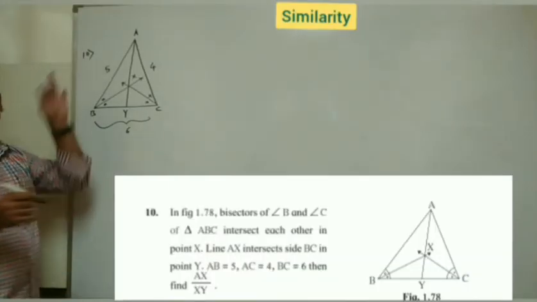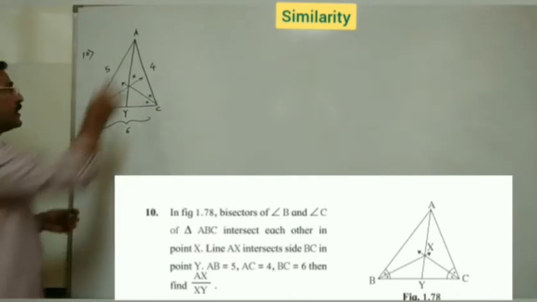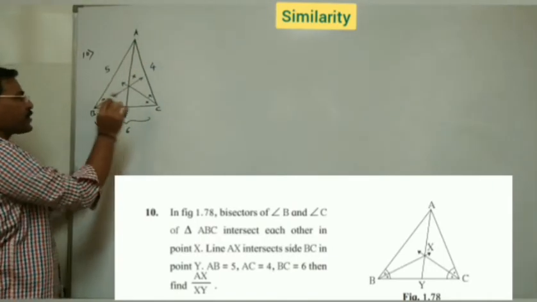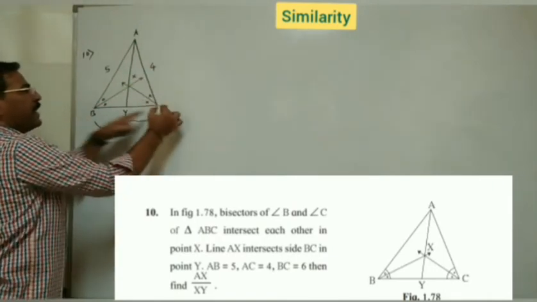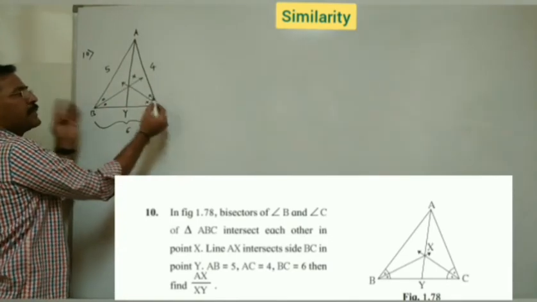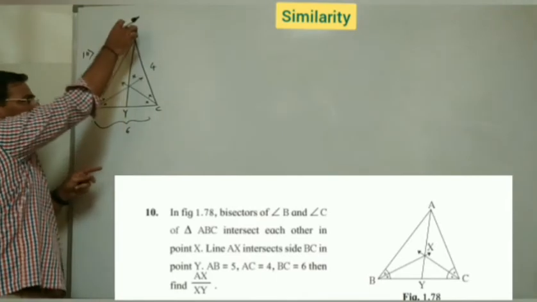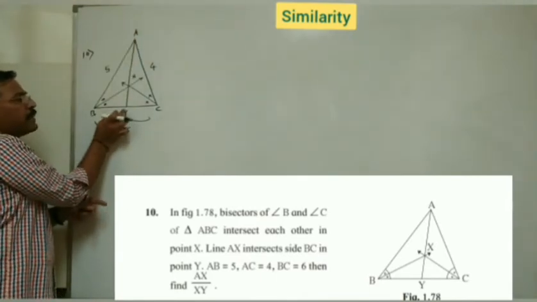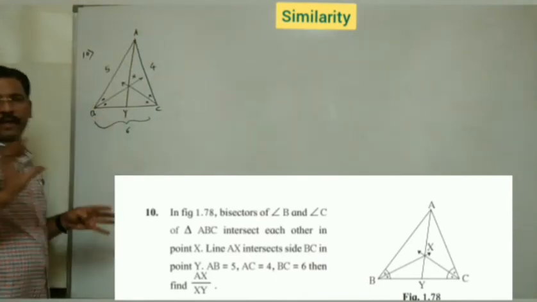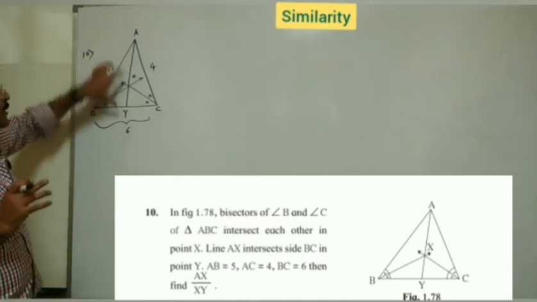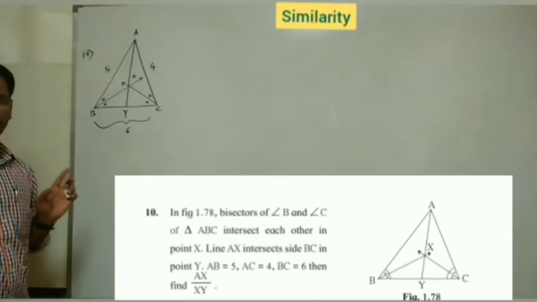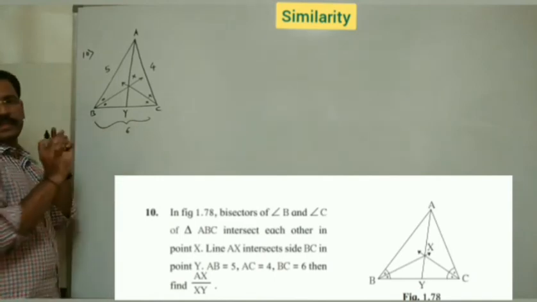See here in the 10th sum, what is given to us? This is triangle ABC in which there are bisectors of angle B and angle C. They meet at X. Now AX produced up to here intersects BC at Y. What do we have to find? AX upon XY. Here BC is 6.